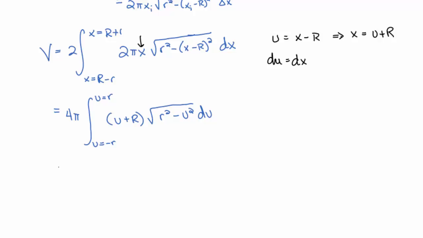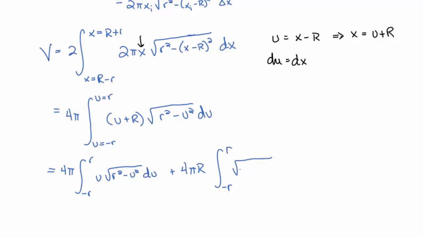So in this case, you might be stuck a little bit, but if I distribute, I'll get 4 pi times the integral from negative r to r of u root r squared minus u squared du, plus 4 pi times capital R times the integral from negative r to positive r of the square root of little r squared minus little u squared du. And that is actually a lot easier to work with.